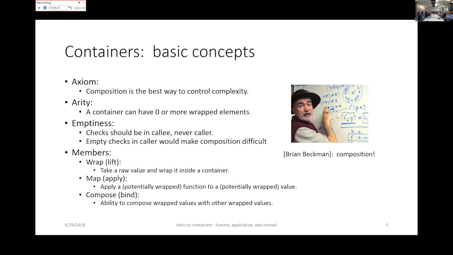We want to be able to have a container that can have zero or more wrapped elements. I'm going to call that the arity. I don't know if I'm the only one that does that, but I like to call it the arity. We want to push the checks for empty containers from the caller into the callee. Otherwise, composition would be difficult. And there's going to be a certain number of members that are going to make sense once we have containers. We're going to want to have a wrapping function, otherwise known as lifting. So you take a native type and wrap it into the container type. We want to be able to take a function and apply it to something that's wrapped, map. And we want to be able to compose, and that's bind.